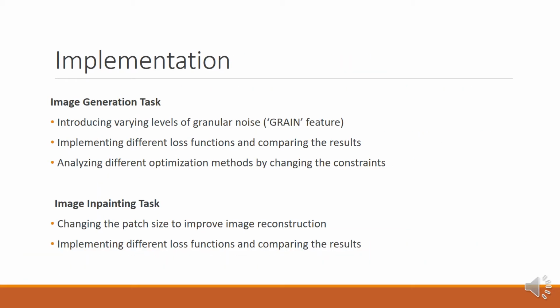For my implementation, I primarily dealt with the image generation and image inpainting tasks. For image generation, I introduced varying levels of granular noise, present as the grain feature in the code, implemented two different loss functions and compared them with the original, and lastly, implemented different optimization methods in the model. And for the image inpainting task, I changed the patch size, which is the size of the missing pixels in an image, to improve image reconstruction, and also implemented different loss functions.